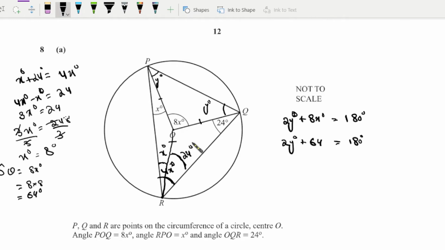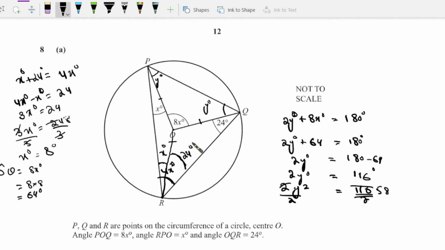180 degree. So 2y naught is equal to 180 minus 64. 2y naught is equal to 116 degree. Y naught, dividing both sides by 2, 116 divided by 2: 2 ones are 2, 2 5s are 10, 2 8s are 16.